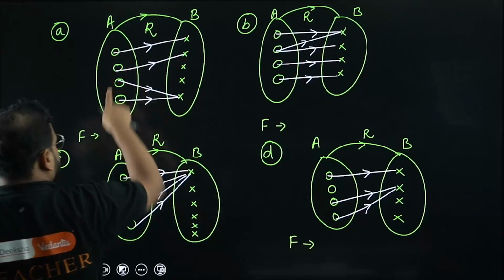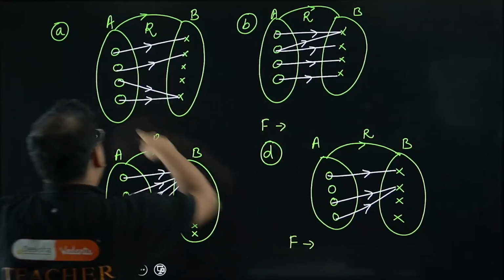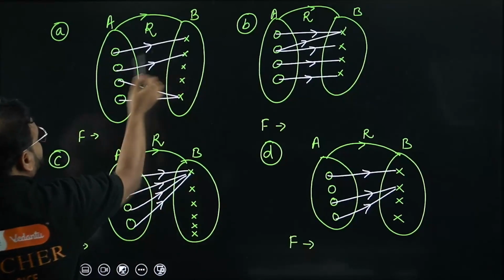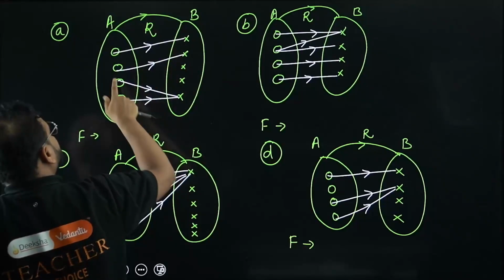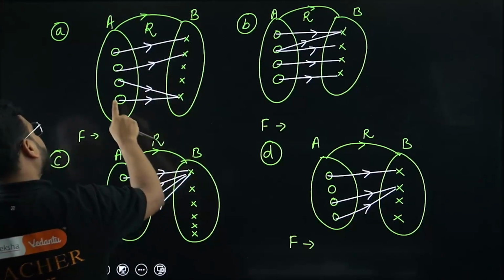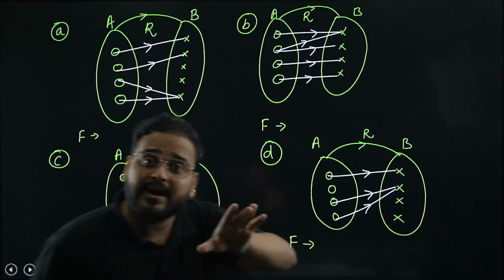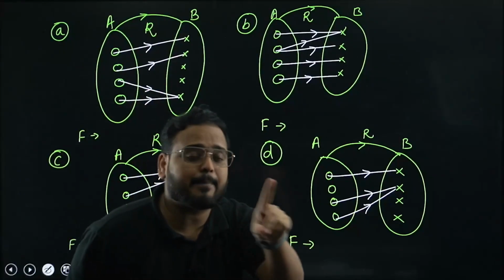The first condition is that each and every element of the domain should be mapped. So all are mapped. Good. Second, every one should be uniquely related. So this has a unique relation. Yes, exactly one relation. This element has one relation, this element has one relation, and this element has one relation. But they're both going to the same thing. That's all right. The point was each one of them should have exactly one mapping.